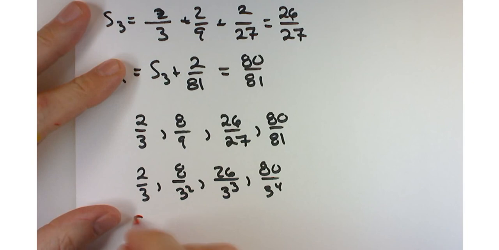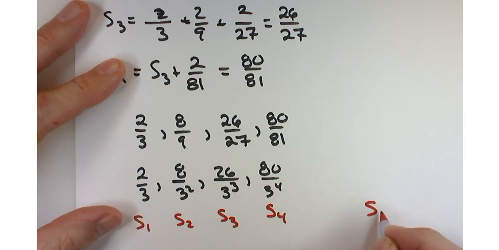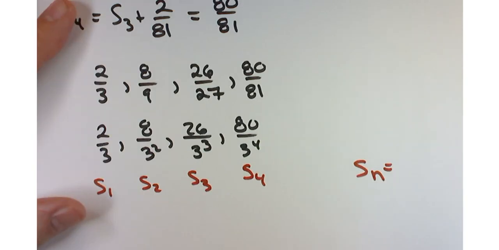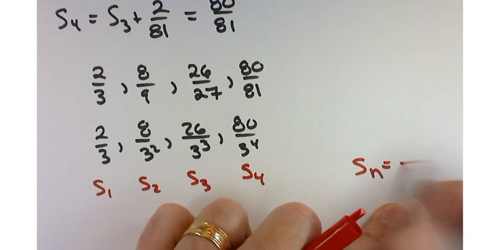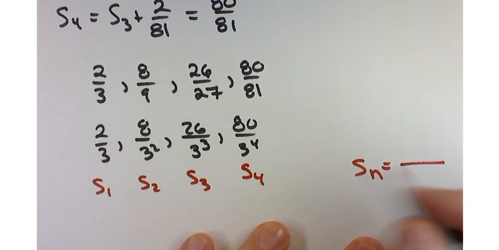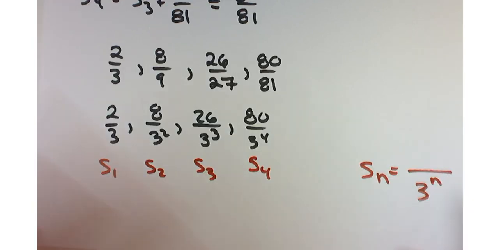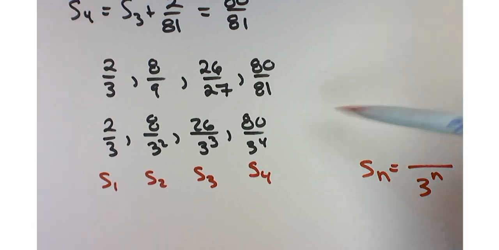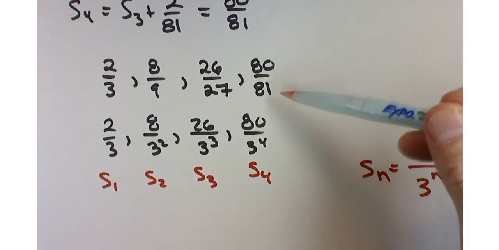This is my S sub 1, S sub 2, S sub 3, S sub 4. I want to find S sub n. What is that going to equal? It's gonna be something over 3 to the n. Good, it's something over 3 to the n. Well, let's take a look up here. It's a little easier to see here.